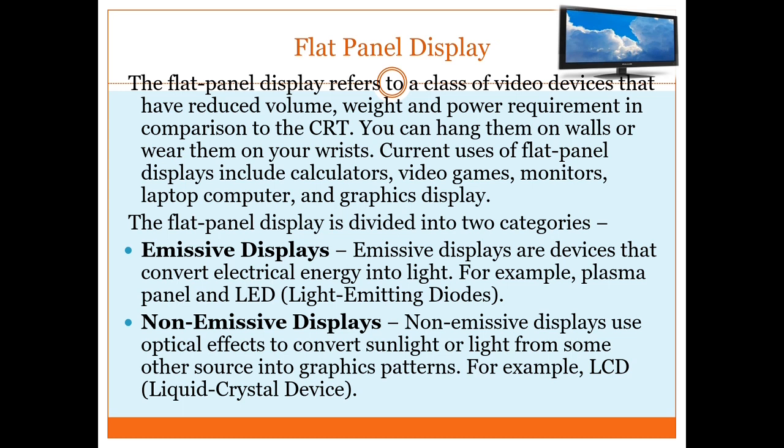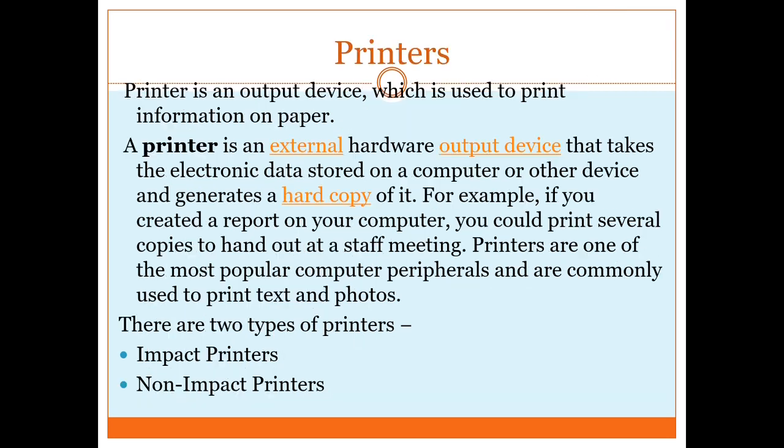The flat panel display is divided into two categories: emissive displays and non-emissive displays. Emissive displays are devices that convert electrical energy into light, for example, plasma panel and LED, light emitting diodes. Non-emissive displays are optical devices which use optical effects to convert sunlight or light from some other sources into the graphic spectrum, for example, LCDs, liquid crystal displays.